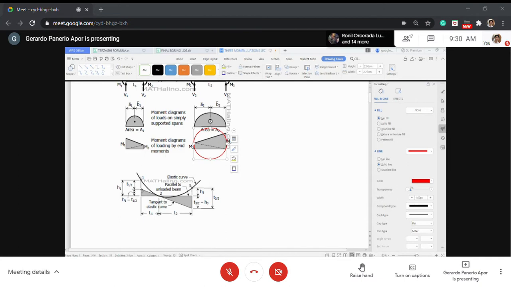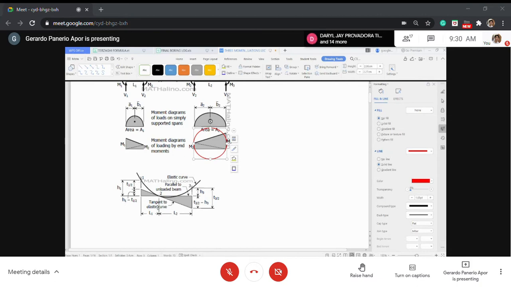Tangential deviation, like the definition of 1 and 2. If I recall, T12 is equal to the area of the M/EI diagram under points 1, 2 times x1. x1 is the distance of the centroid of your M/EI diagram with respect to point 1. Okay.